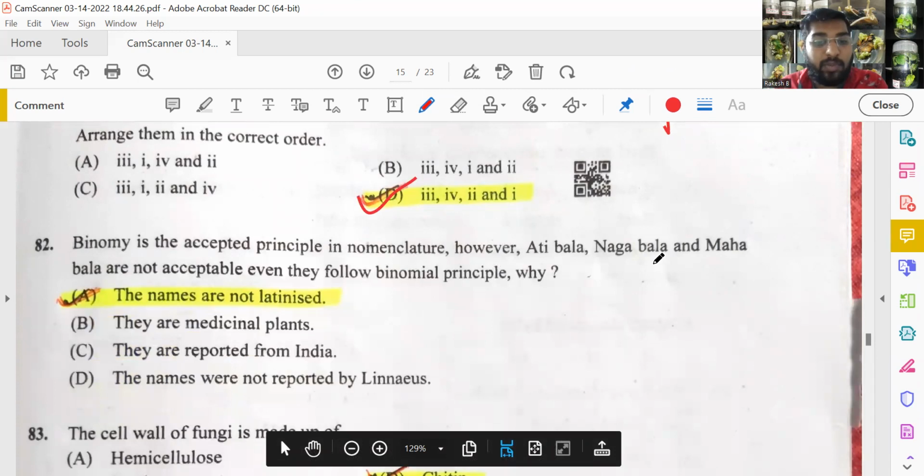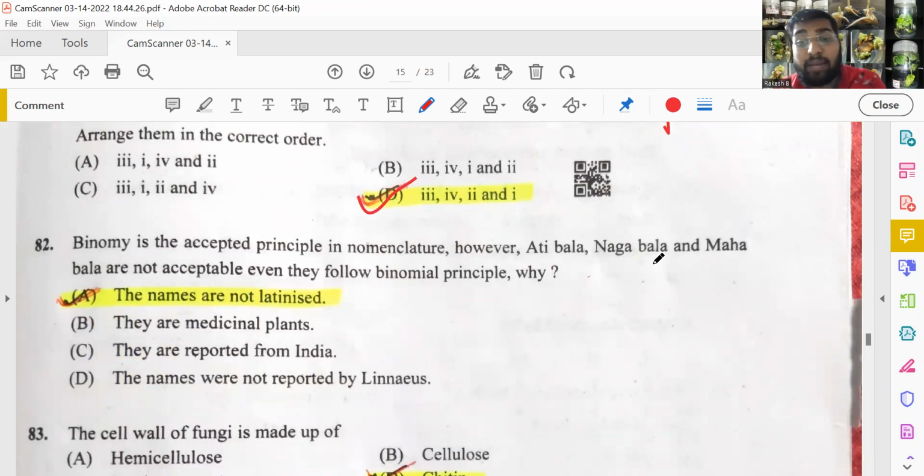Binomial is the accepted principle in nomenclature. However, Atibala, Nagabala, Mahabala are not acceptable. Simple thing, even a 10th standard child will be able to answer this. They are not Latinized, because we all know that a scientific name should be either in Greek or Latin. Common names, traditional names, or any other Chinese or Greek names are not allowed. So they are not Latinized. That is why it is not accepted.